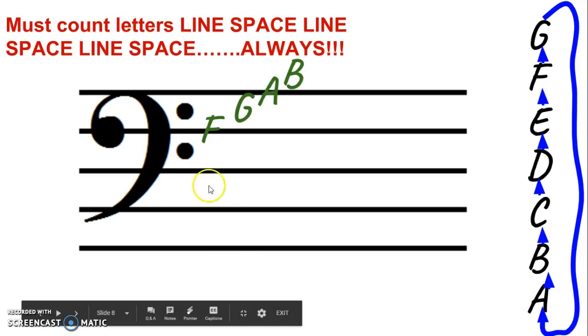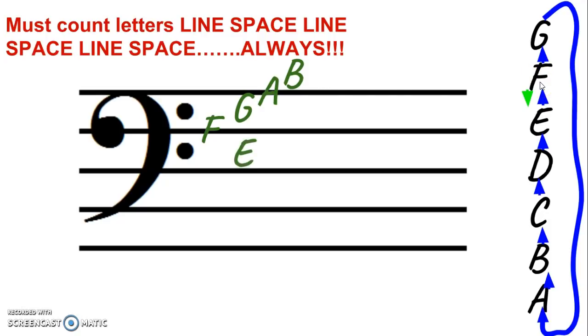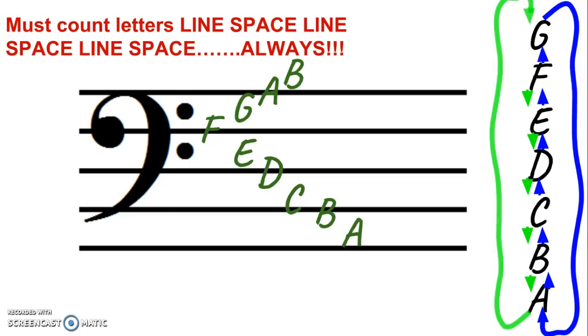Coming down from F works the same way. We start at F on our alphabet, and we go down to E, which is a space. Down to D, line, down C, space, down B, line, down A, space. Then we have to circle all the way back around to G, line, F, space. So all the lines and spaces are covered. You can get to all of them by walking up and down the musical alphabet.